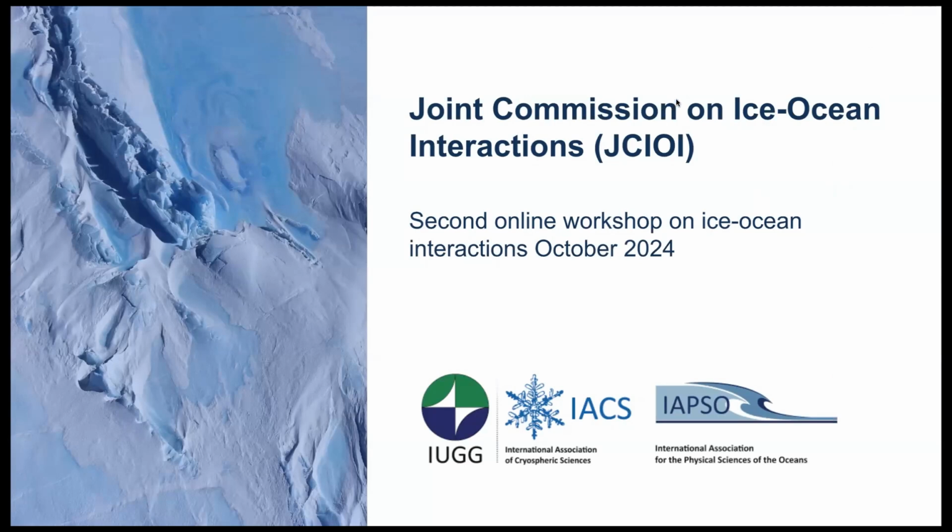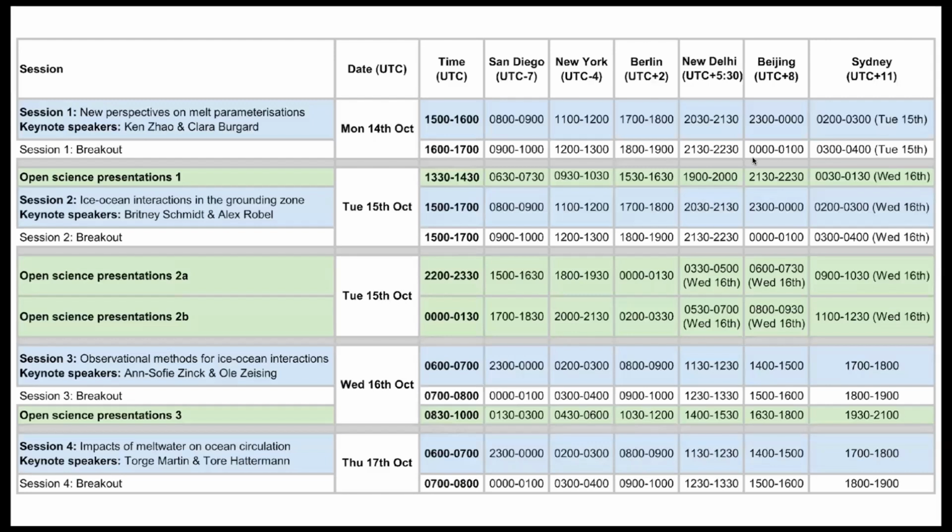So today is our last day for this workshop from JCIOI, the second online workshop on ice-ocean interaction. The last section is about the meltwater, that is, the impacts of the meltwater on ocean circulation. For this session, we have two keynote speakers, Torge and Tor, and they will talk separately about the meltwater from Greenland and the meltwater from Antarctica.